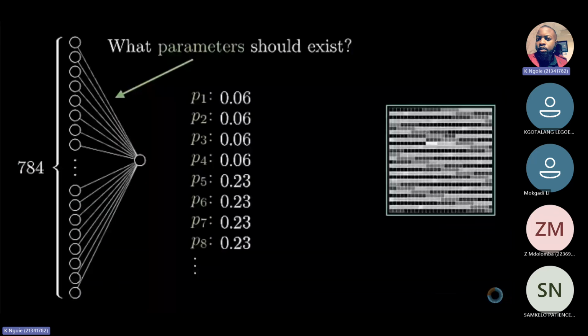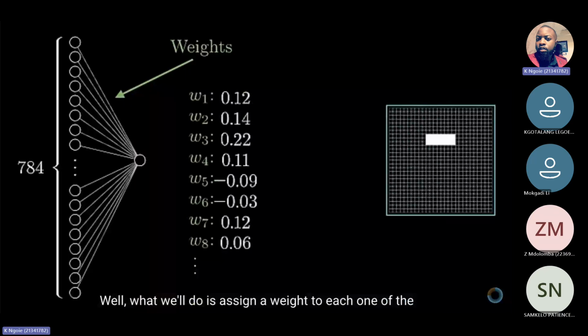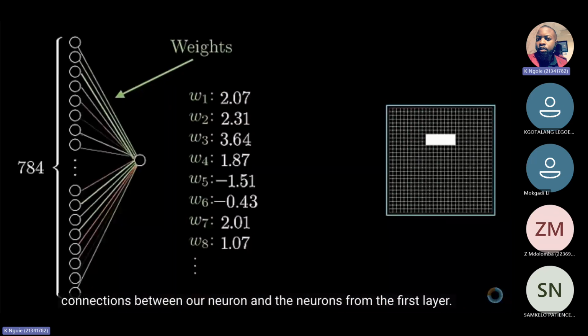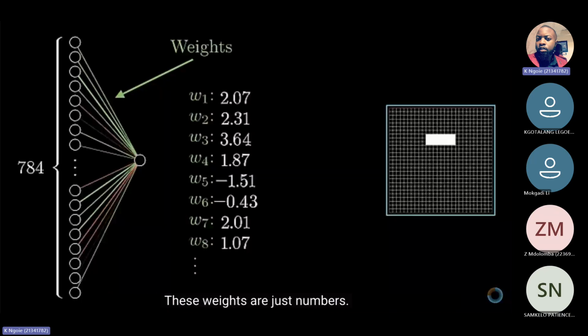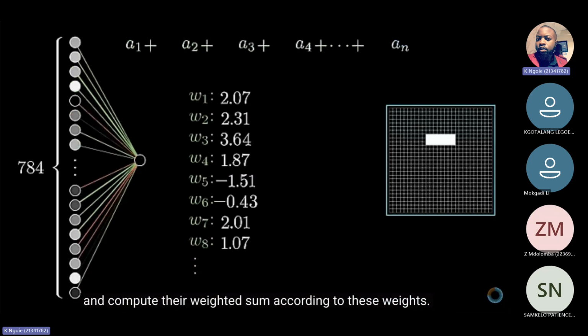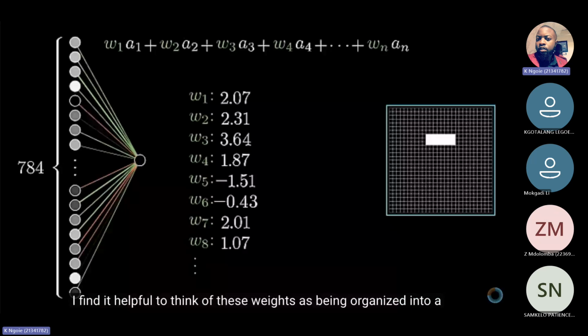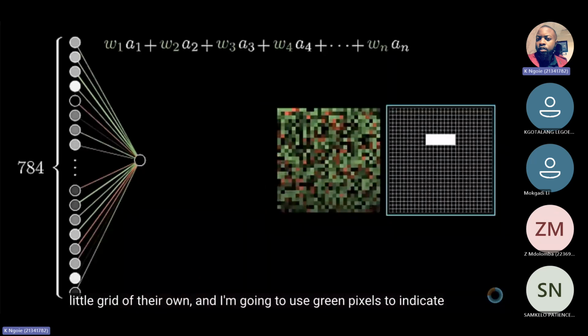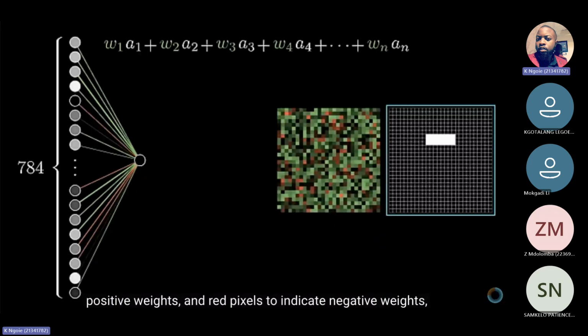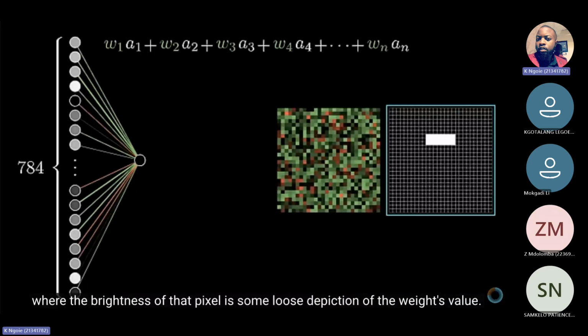Well, what we'll do is assign a weight to each one of the connections between our neuron and the neurons from the first layer. These weights are just numbers. Then take all of those activations from the first layer and compute their weighted sum according to these weights. I find it helpful to think of these weights as being organized into a little grid of their own, and I'm going to use green pixels to indicate positive weights and red pixels to indicate negative weights, where the brightness of that pixel is some loose depiction of the weight's value.